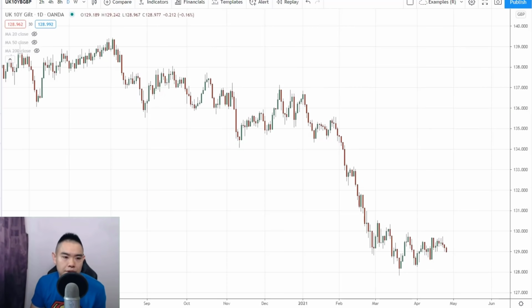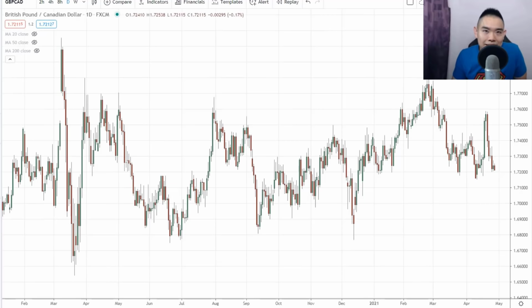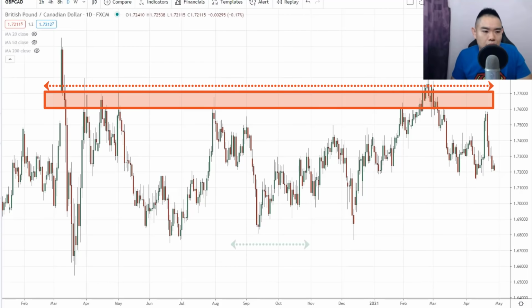How about pound Canadian? Now, is this in an uptrend, downtrend, or range? It's an uptrend. Now I'm just kidding, right? It's a range market. Why is this a range market? Again, a range market is where the price is contained between the highs and the lows. So it's contained between these highs over here and these lows over here.